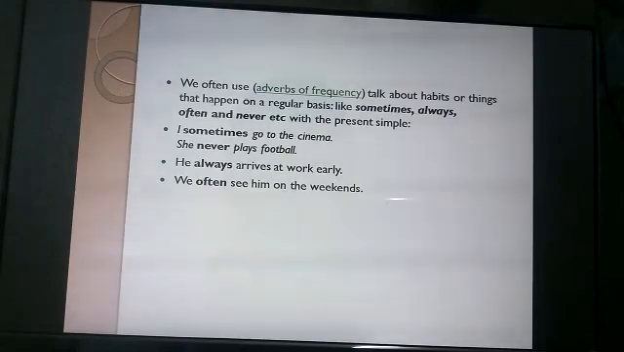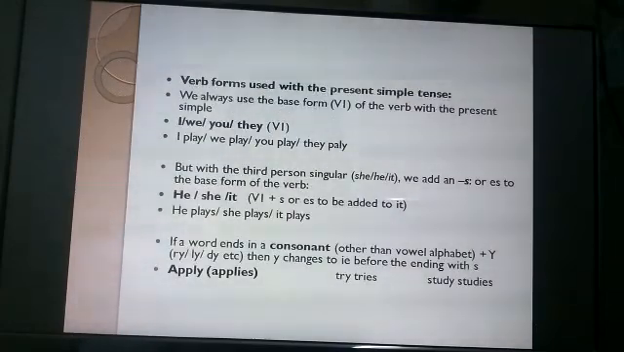Additionally, some adverbs of frequency, these words sometimes, always, often and never, are used with the present simple tense. Now, the verb form that will be used with the simple present tense: we always use the base form of the verb, but with the third person singular, that is he, she and it, s or es will be added to the base form of the verb. For example, he plays, she plays and it plays.